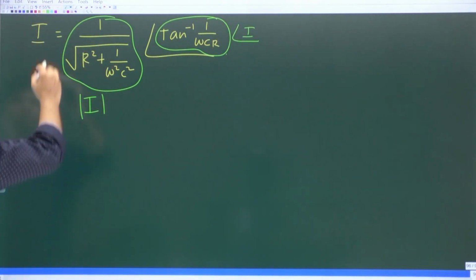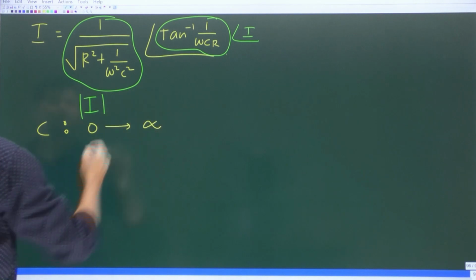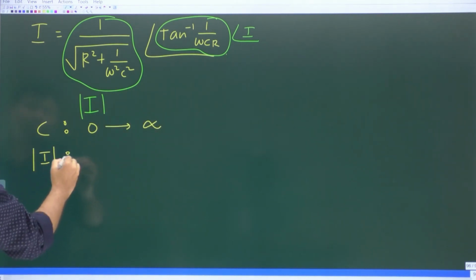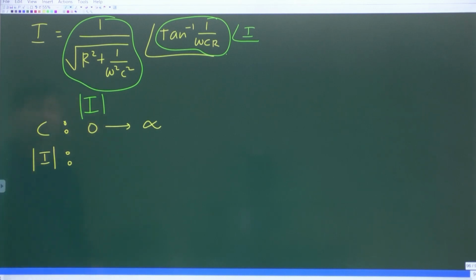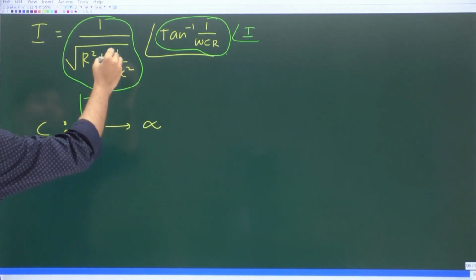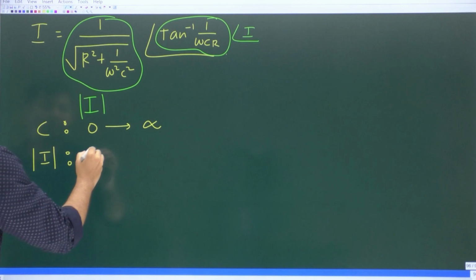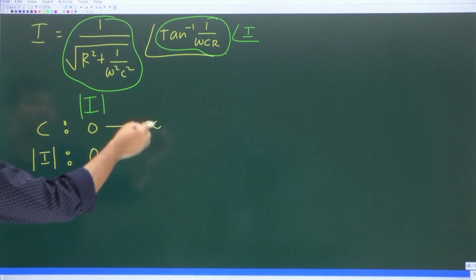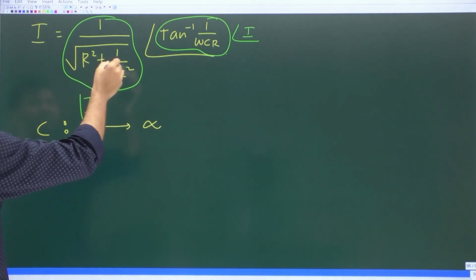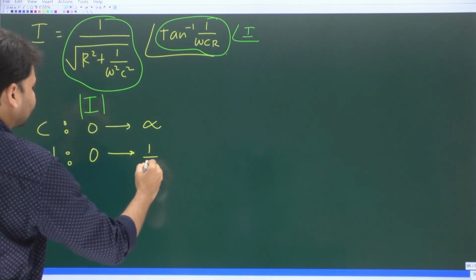This is angle I. Now which parameter is varied from 0 to infinity? The value of the capacitance goes from 0 to infinity. When the value of C goes from 0 to infinity, what about the mod I, that is the magnitude of the phasor current I? When C is 0, 1 by 0 is infinity. Infinity plus anything is infinity. 1 by infinity again is 0. So the mod I value is also going to be 0. Now when C tends to infinity, 1 by infinity is 0. R square plus 0 is R square. Square root of R square is R. So it is going to be 1 by R.